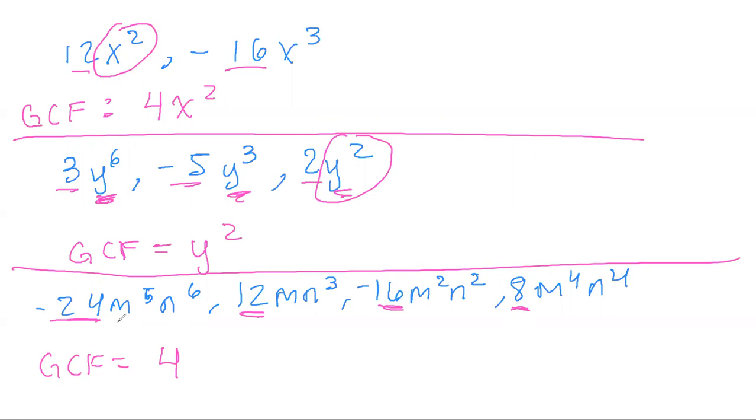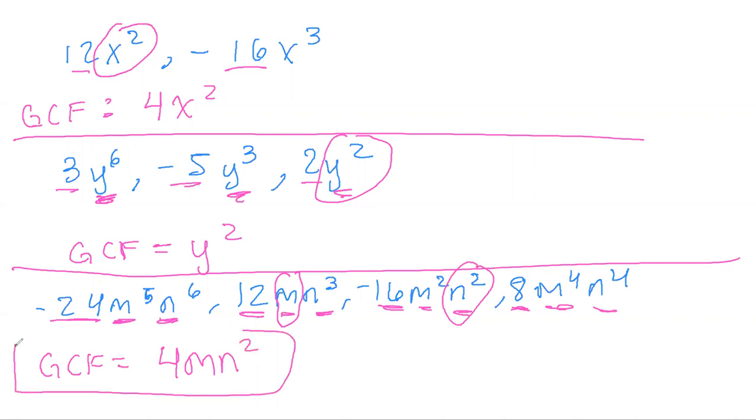And then for the m's, again, I pay attention to the smallest power. So in this case, that's just this regular m. So I just have 4m. Same thing for n. I look at the smallest power for n. In that case, it's n squared. So that's my GCF there. And really what we've been doing here is pretty much factoring, but it's just half of what we have to do.